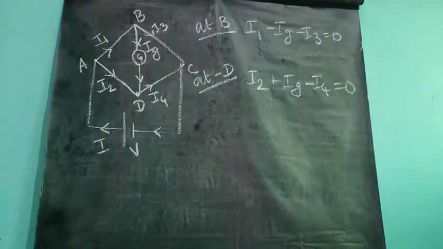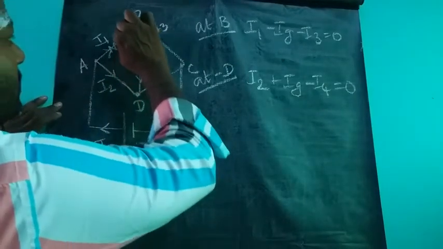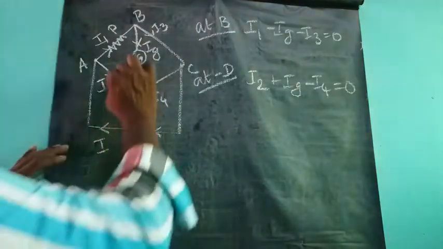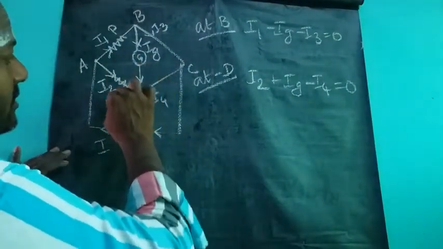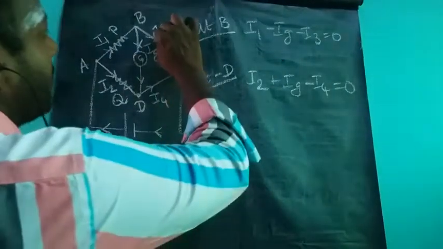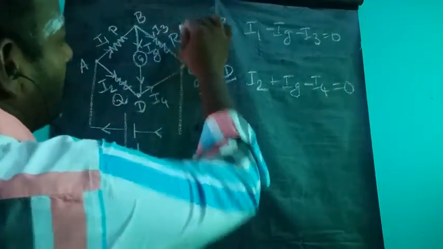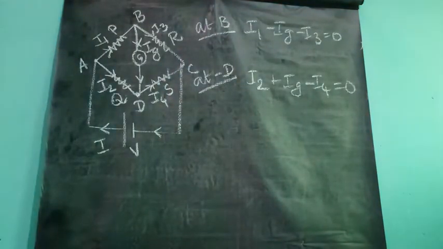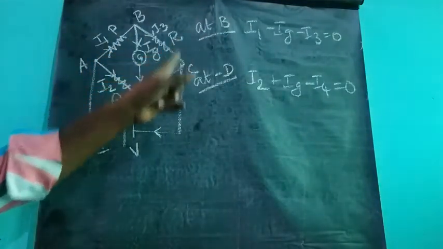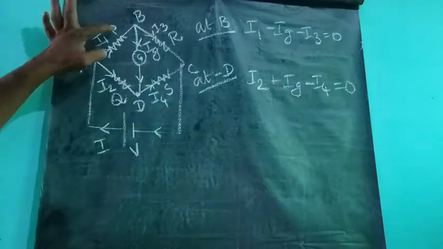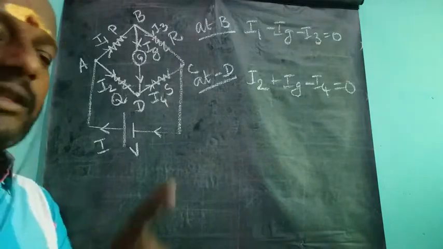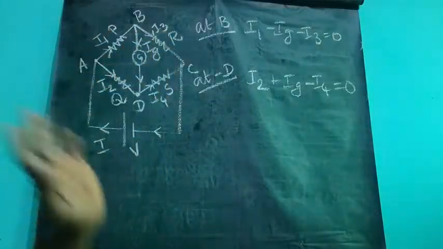So here I am just going to connect some resistance. Okay, so see, this I just make the resistance P, and this I just make the resistance Q, and this I just make the resistance R, and this I just make the resistance S. Okay, so what is its meaning? There are 4 resistors connected here, P, Q, R, S. Now we are going to find the relation between these P, Q, R, S.